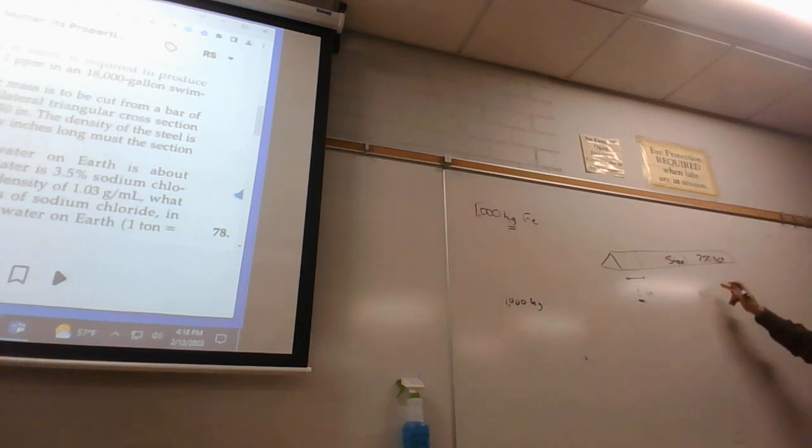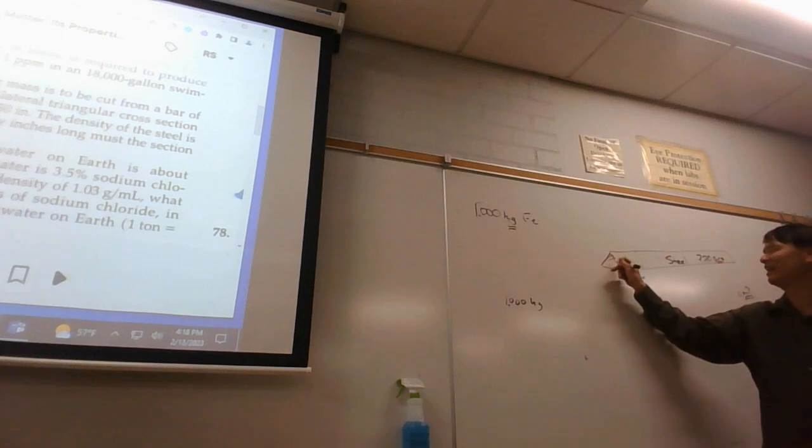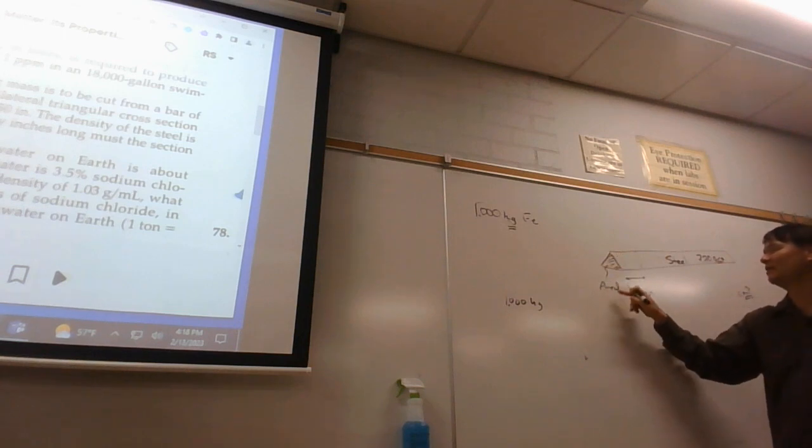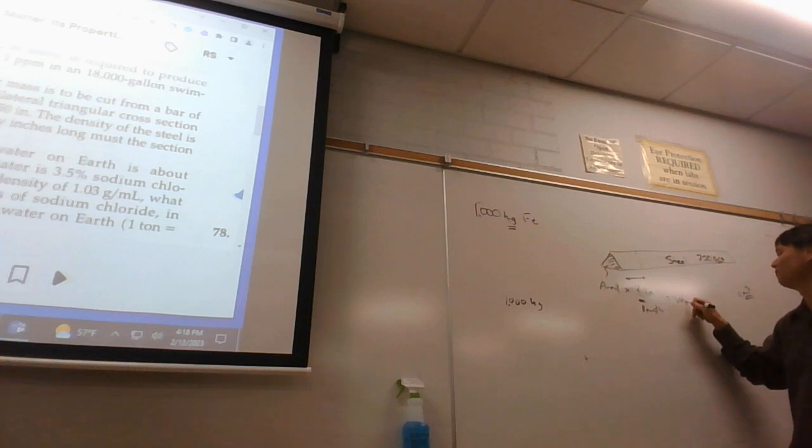Now, this is cubic centimeters. This is a derived unit from base units, and it's going to equal the area times the length. If we know what the area of this triangle is, and we know what the length is, then the area times the length is equal to the volume.